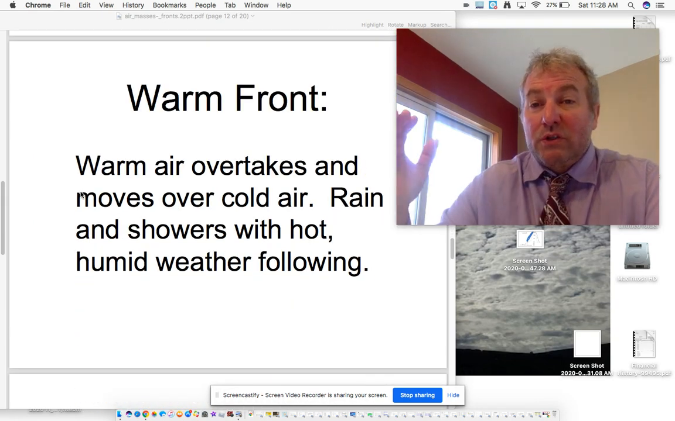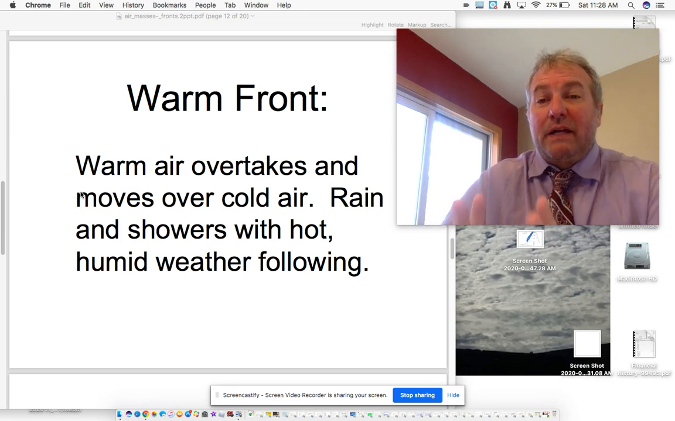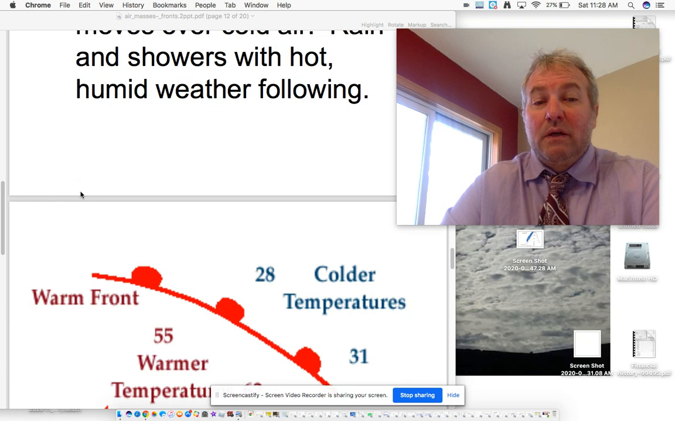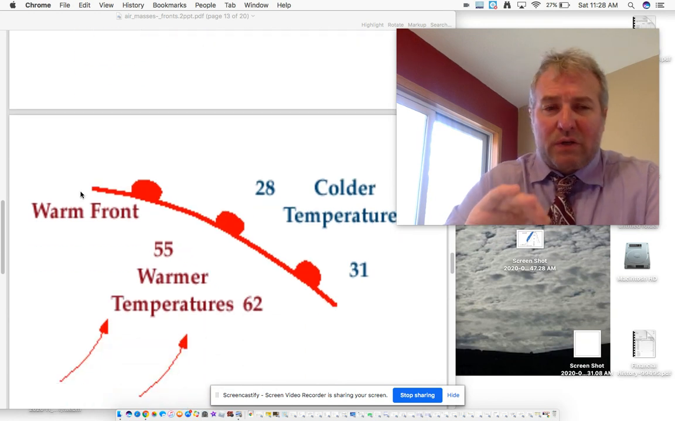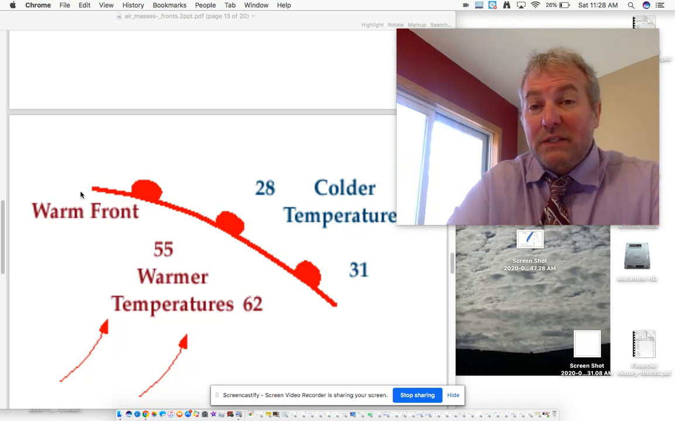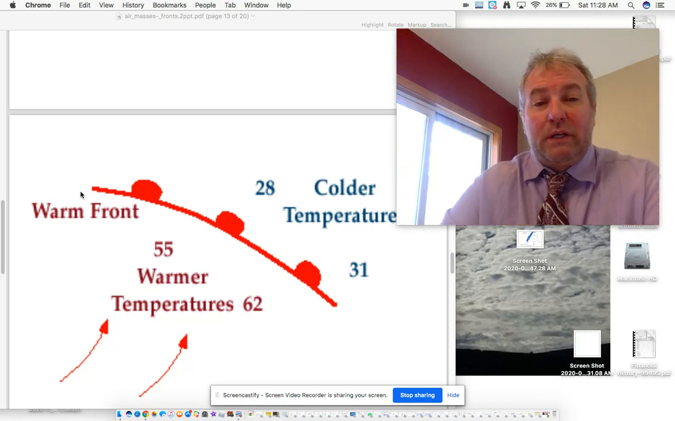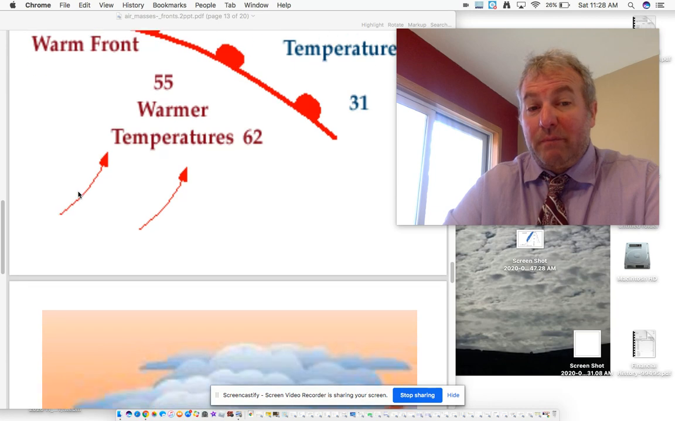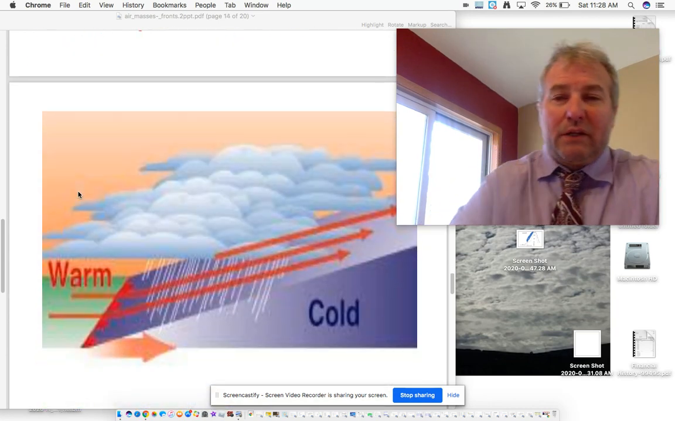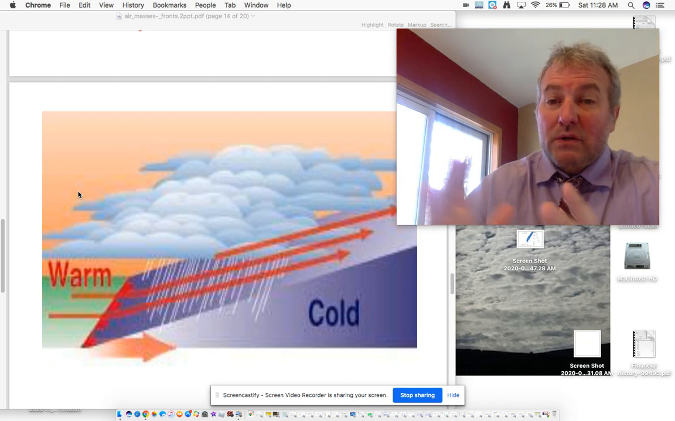If the warm air is overtaking the cold air, that type of front is called a warm front. The symbol for that is half circles on a line, and I like to think of it as setting suns, and that's how I remember the warm front symbol. Here we have a warm front slowly overtaking the cold air, which creates different types of clouds.